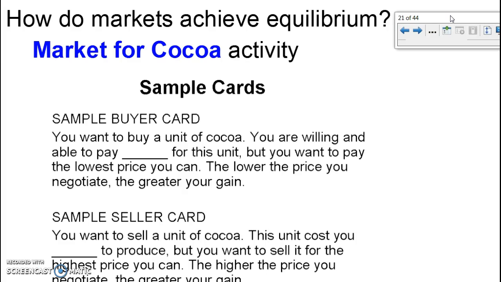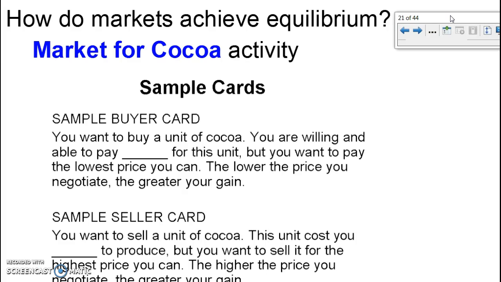And you're also going to be given a buyer card or a seller card. And the cards are different colors depending on whether you're a buyer or seller. So the buyers will have green cards and the sellers will have yellow cards. I think they're yellow. Let me double check. Yes, they are.